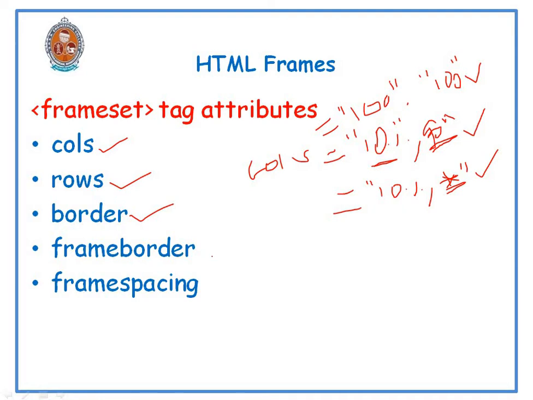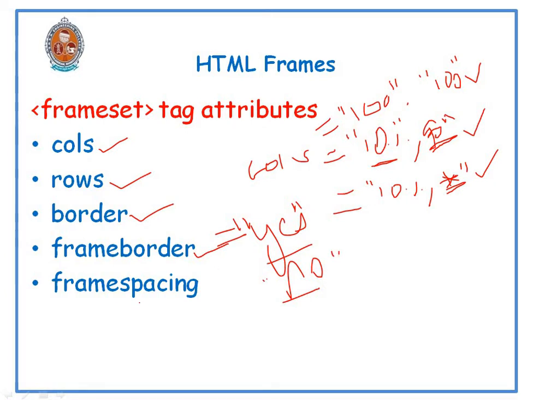Next one is frameborder. The frameborder attribute specifies a three-dimensional border between frames. That means in order to specify the three-dimensional view between each frame, we can specify the frameborder attribute value equals yes or no. So the frameborder attribute takes two values, yes or no. If we specify the frameborder attribute equal to yes, that means the frames are displayed in the 3D view. If we specify the frameborder value equals no, that means we don't have a 3D view for the frames.